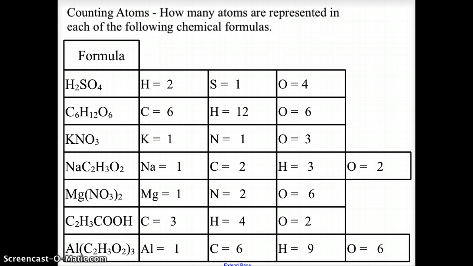C2H3COOH, also known as acetic acid, which is vinegar, we will have 3 carbon. Now there are 2 carbon in front, and then COOH has another carbon, so there are 3 total carbon. There are 4 total hydrogen, and there are 2 oxygen. And then the last one, aluminum acetate, Al, parentheses C2H3O2, close parentheses with a 3 on the outside. And again, distribute that 3, so we get 1 aluminum, 6 carbon, 9 hydrogen, and 6 oxygen.